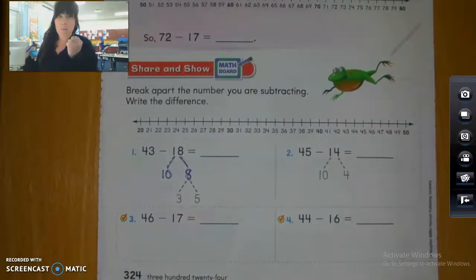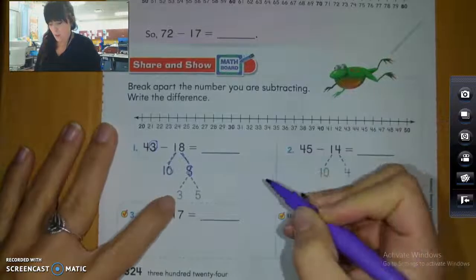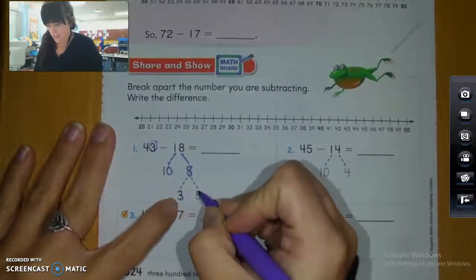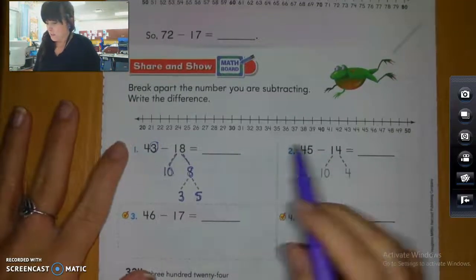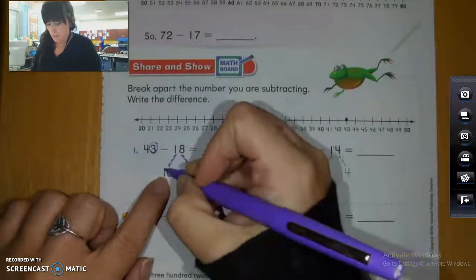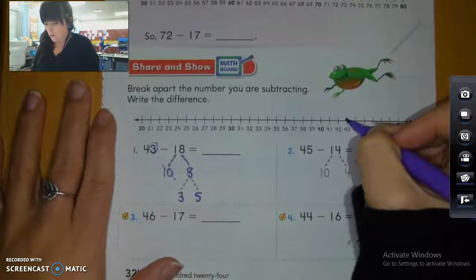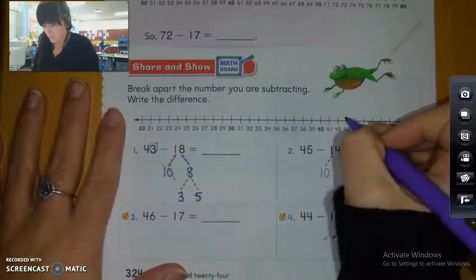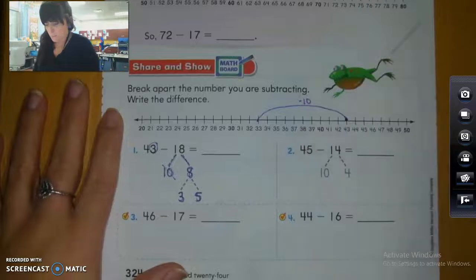But then we're going to break up that number even more. I know, it's going to get crazy. This is where we're going to circle that 3. We're breaking up that 8 into 3 and 5. Okay. And then I'm going to put my dot on 43. The first thing I'm going to do is break up that 10, right? So I'm going to go back 10, which I know that 43 minus 10 will get me to 33.